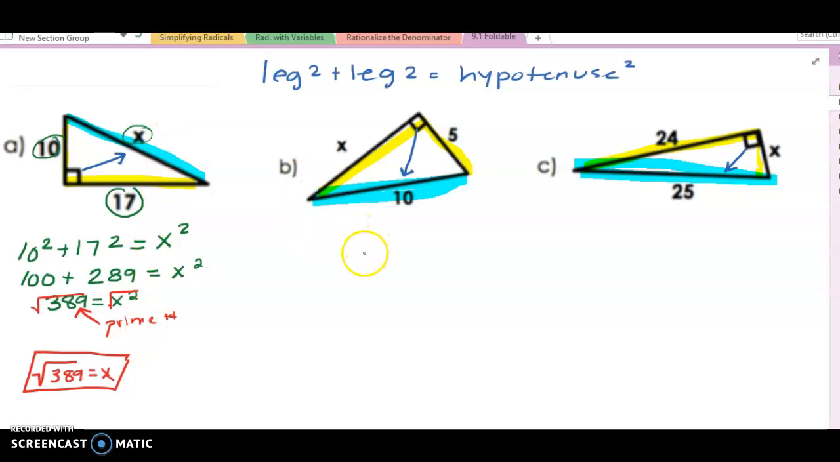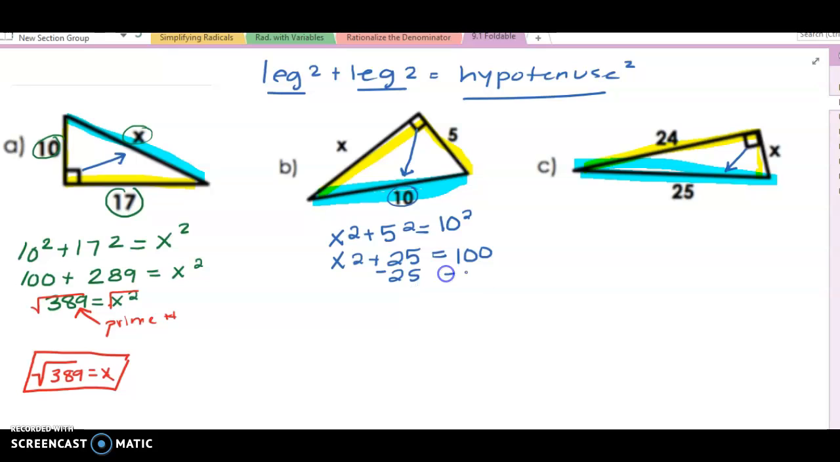All right, let's look at B now. Once again, we want leg squared plus leg squared equals hypotenuse squared, and I've highlighted the hypotenuse in blue. So I can say x squared plus 5 squared equals 10 squared. So x squared plus 25 equals 100.